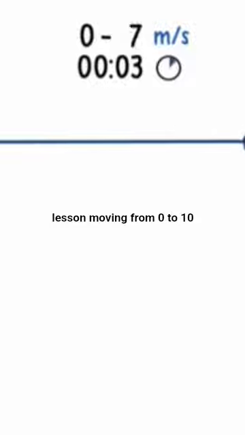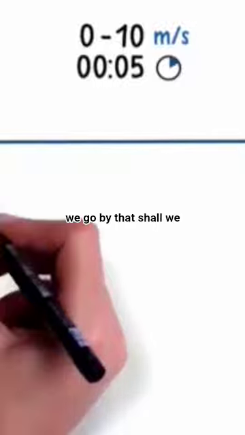Having an example in today's lesson, moving from 0 to 10 meters per second, that is the velocity. It has taken a time of 5 seconds. So here we are going to calculate for acceleration. How do we go about that?